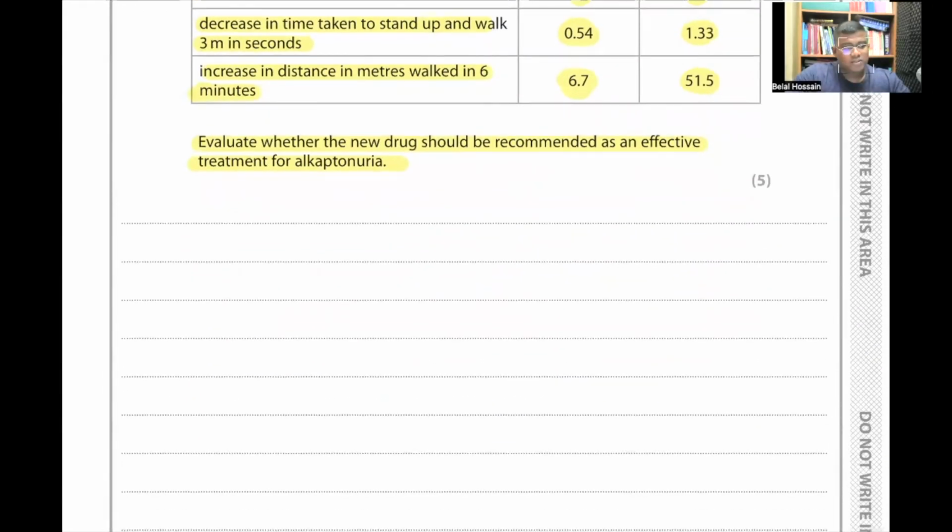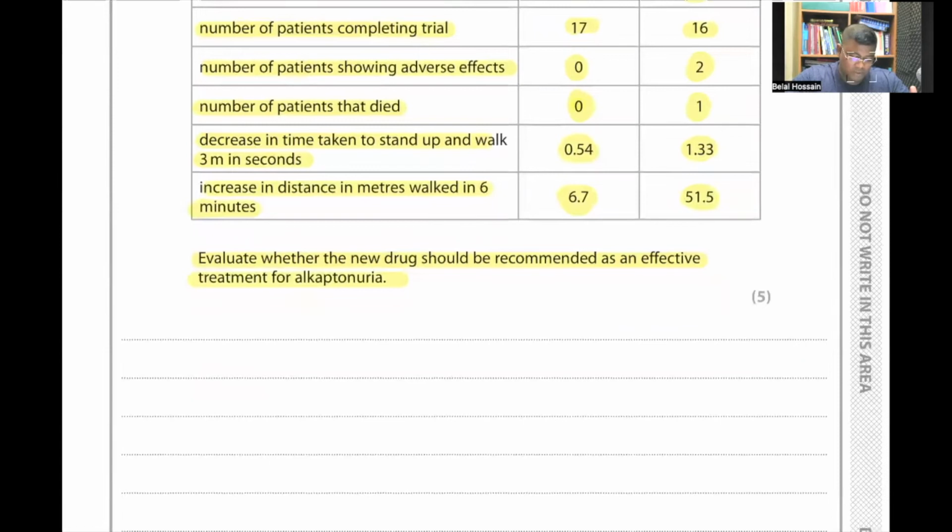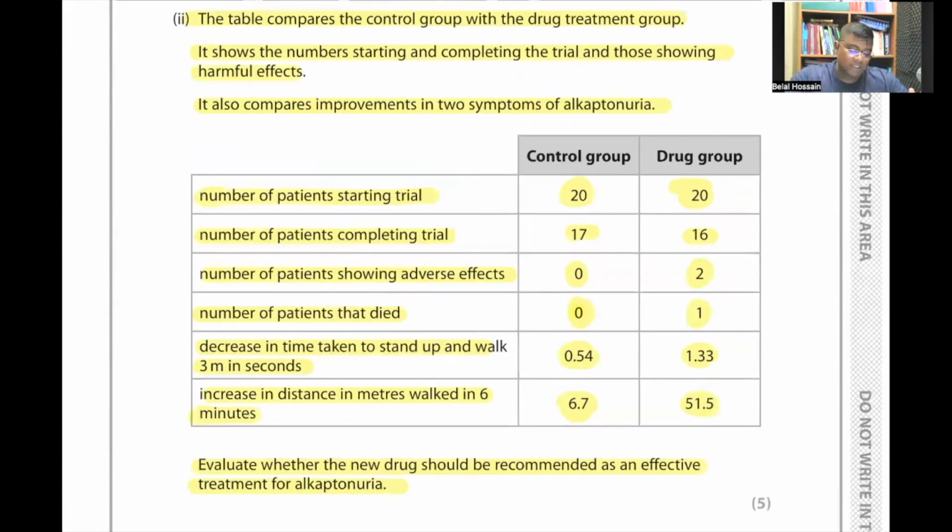Whenever we are asked to evaluate particular drug information, we must see the presence of a control group and a drug group. Since there is a control group, we can say that this is a valid study. Then we can see in the drug group there is an improvement in the increase in distance in meters walked in 6 minutes. We can also see the number of patients showing adverse effect.